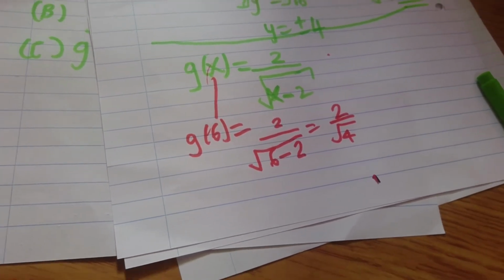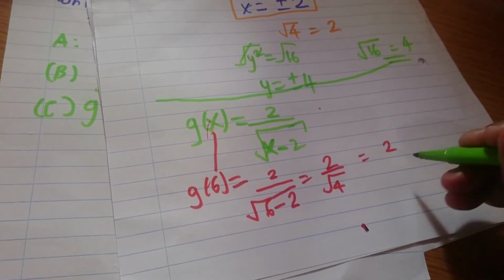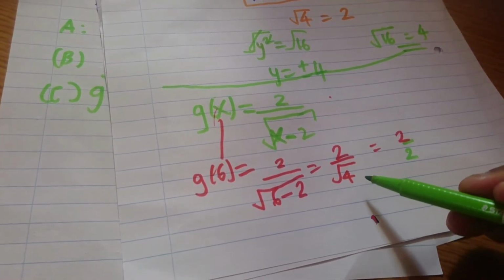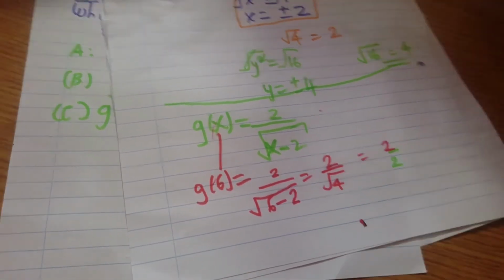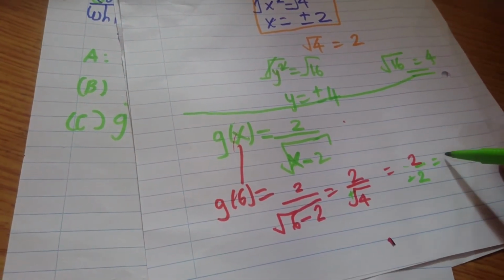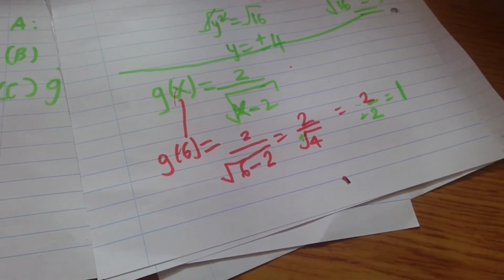No, you're wrong. Not plus or minus 2. It's just 2. So the answer is going to be 2. And here it's going to be 2. You know why? Because you don't have x squared equal to square root of 4, or y squared, or a squared equal to it. You just say square root of 4. So it's going to be only positive. So 2 over 2 equal to 1. So g of 6 equal to positive 1.